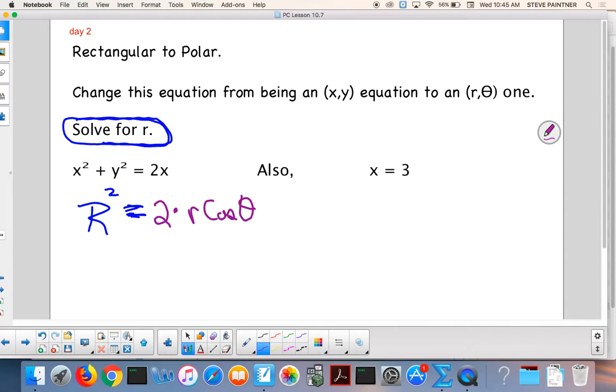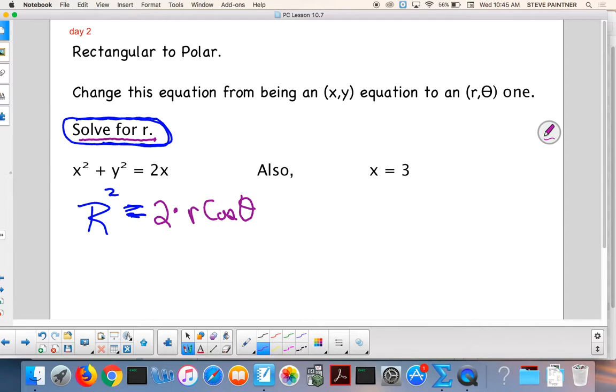X's and Y's, are they gone? Yeah, I don't see X's and Y's. I just see R's and theta. So I've actually got this in polar form right now. But I did write you a quick note. Would you please do this in your assignment to solve for what? R. Get it to say R, not R squared.